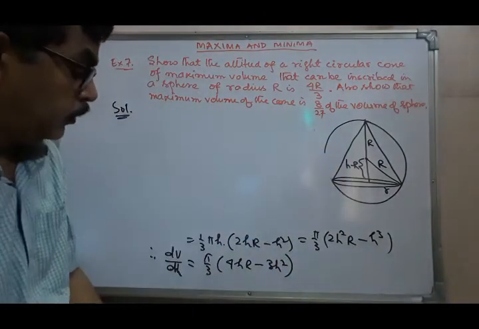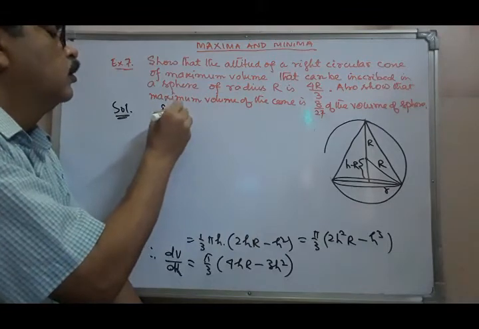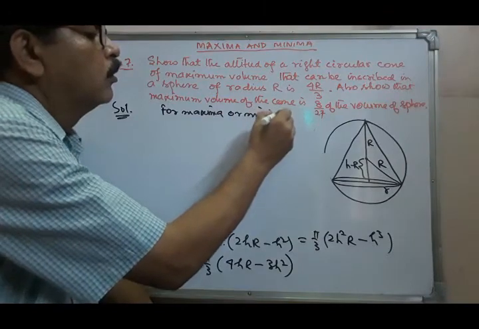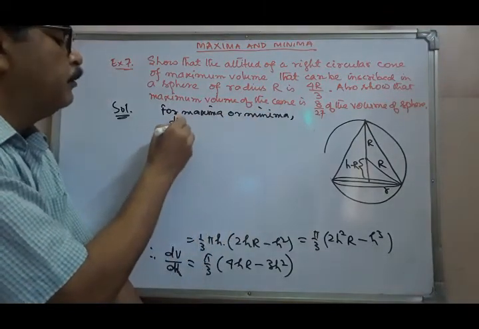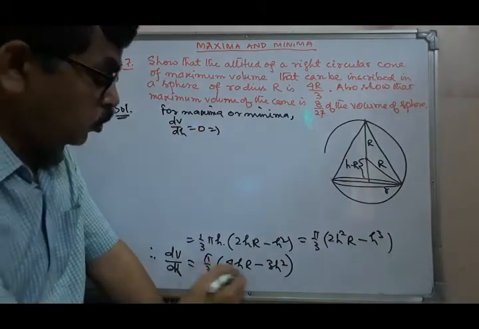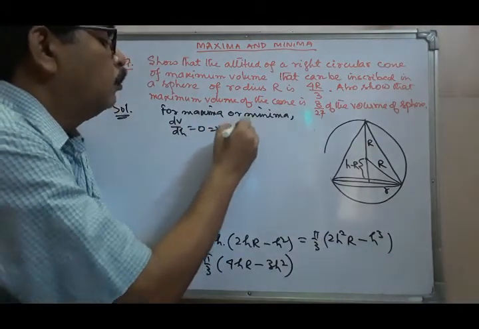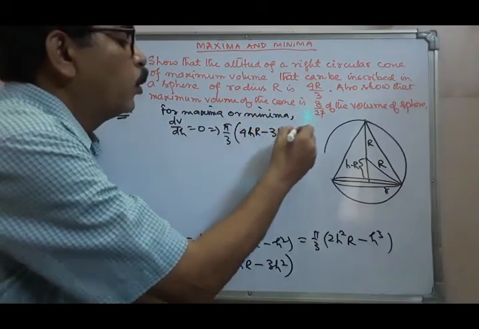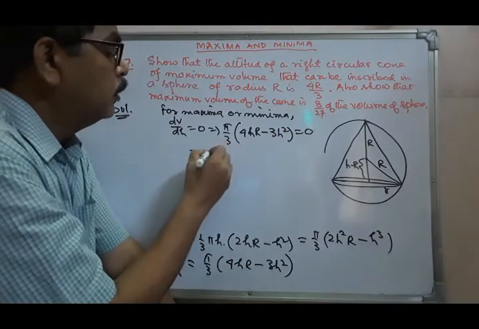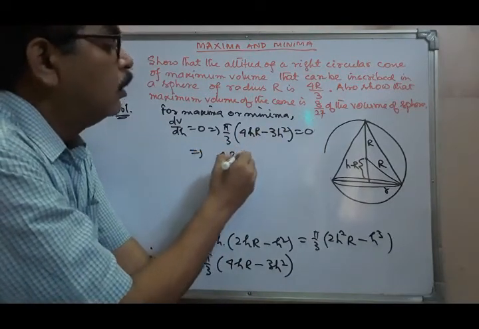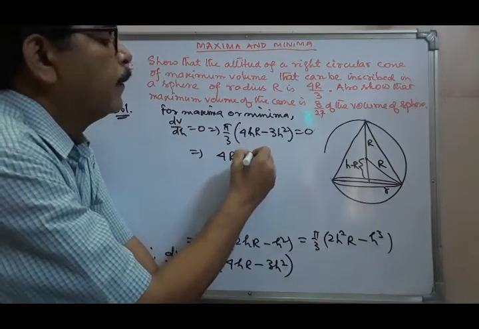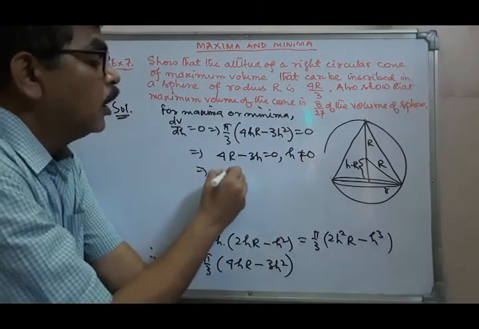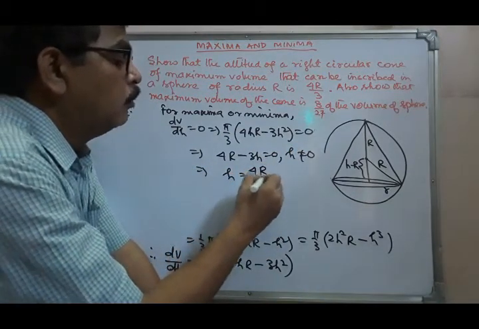Starting from here, for maxima or minima, we have dV by dh equal to 0. So therefore pi by 3 into (4hR minus 3h square) equal to 0, so from here 4R minus 3h equal to 0, so h equal to 4R by 3.